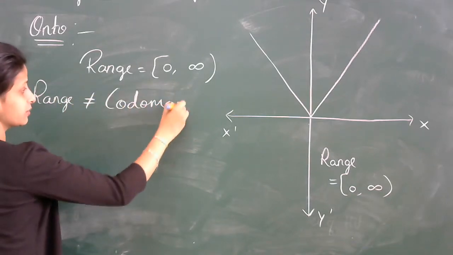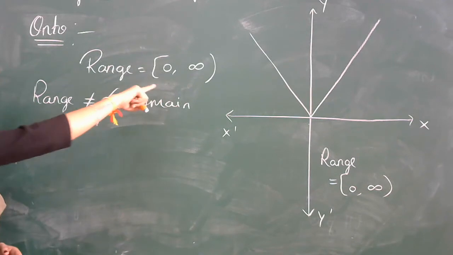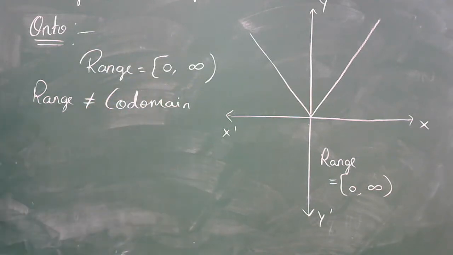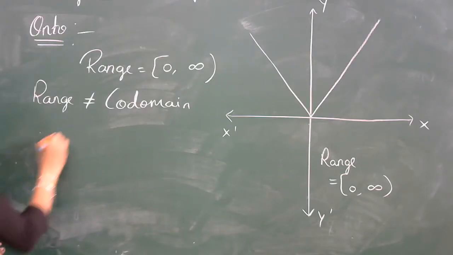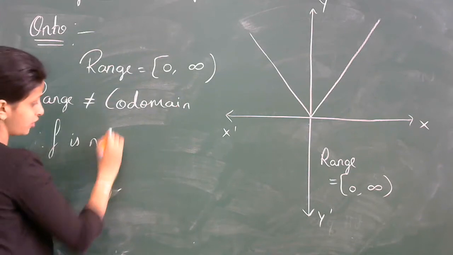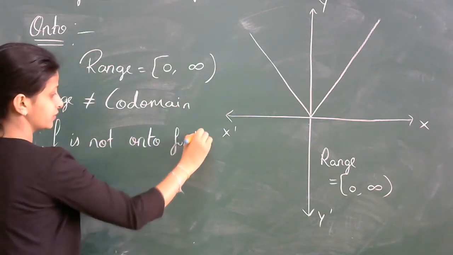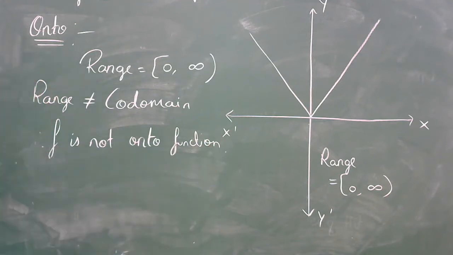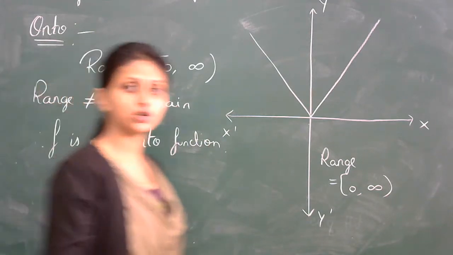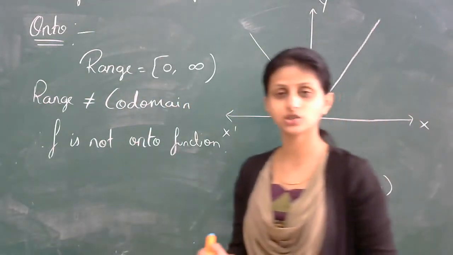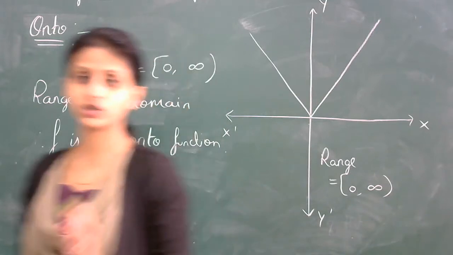Because range is nothing but the set of non-negative real numbers. But what is my codomain? It is the entire set of real numbers. And hence, range is not equal to codomain. Therefore, the function f is not an onto function. So this function, the modulus function, is neither a one-one function nor an onto function. And hence, you can conclude that the modulus function is not a bijective function.